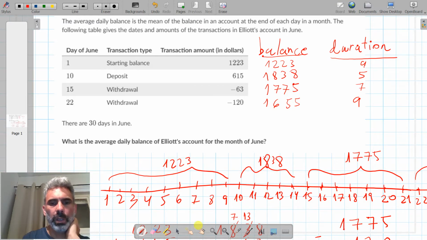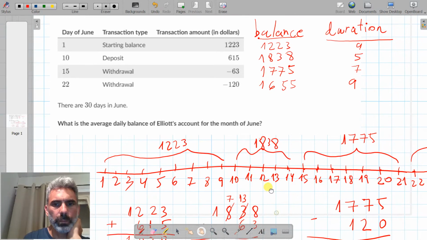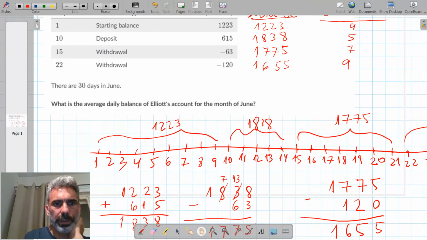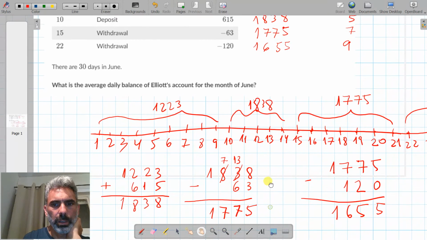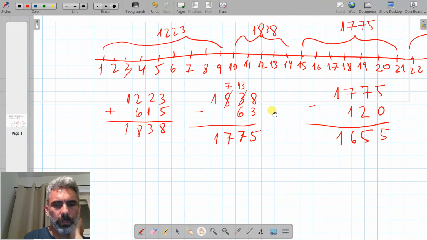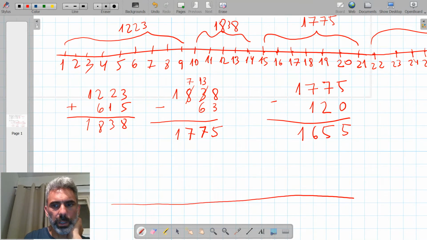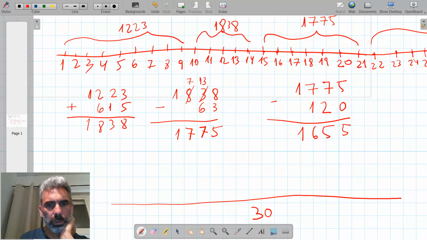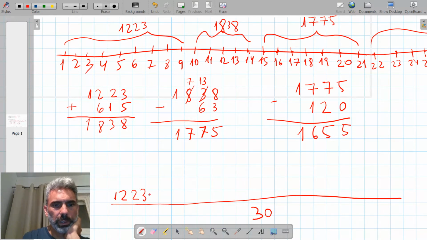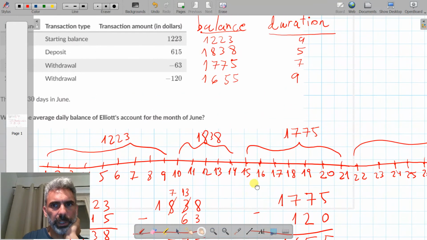Okay. Now, to know the average daily balance, we have 30 days in the month of June, so we need to calculate the sum of the balance of each day in the month of June and then divide it by 30. So we have 1,223 times how many days? 9 days.